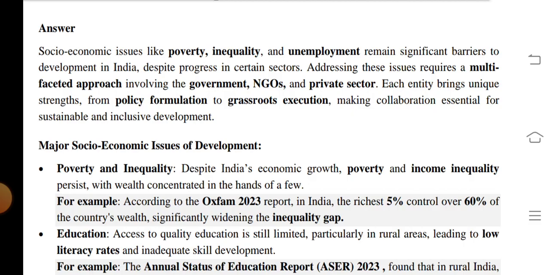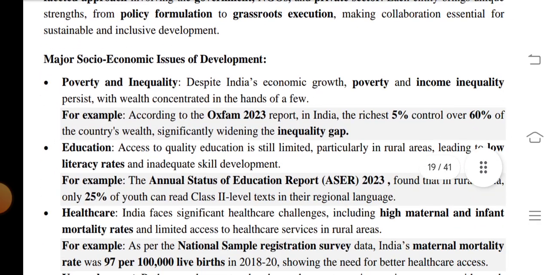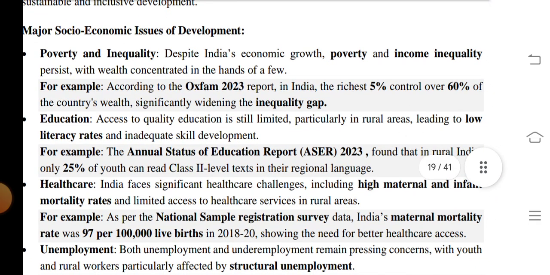Major socio-economic issues of development. Poverty and inequalities: despite India's economic growth, poverty and inequality persist, with wealth concentrated in the hands of a few. For example, according to Oxfam's 2023 report, in India the richest 5% control over 60% of the country's wealth, which significantly widens the inequality gap.